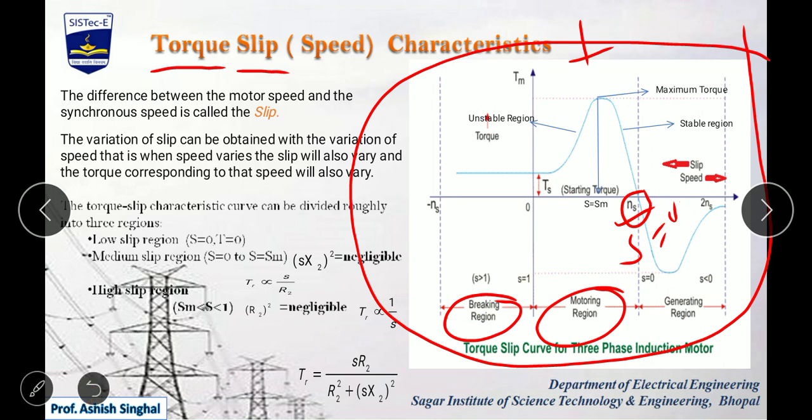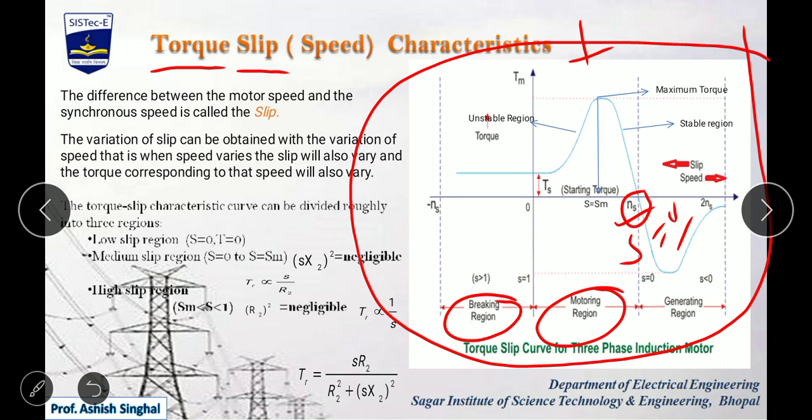Okay. Now I have divided my characteristic into three regions. One is low slip, where the slip value can be 0. Second is medium slip, and third is high slip region. In each and every region, we can discuss the slip characteristics.